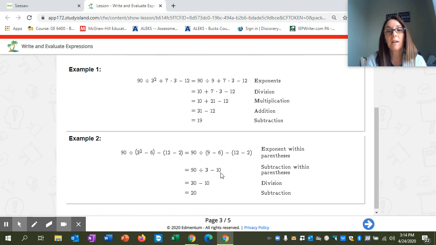So now we've done our exponents and our parentheses. What comes next? Multiply or divide from left to right. Taking a look at this problem, we don't have any multiplication, but we do have division. So 90 divided by 3 becomes 30. And then we have subtraction last. 30 minus 10 equals 20.